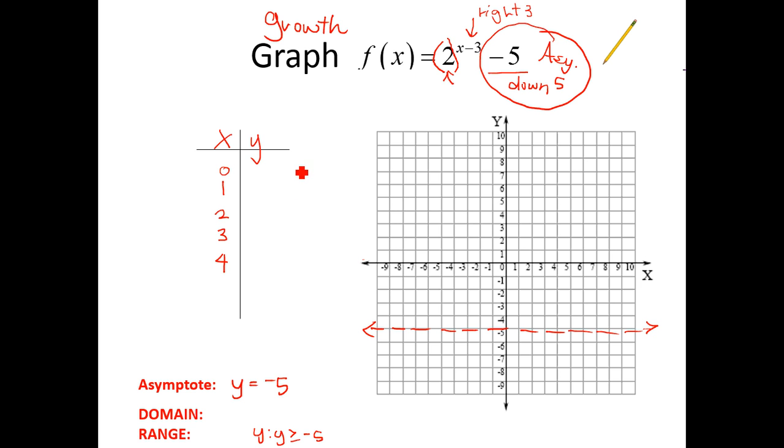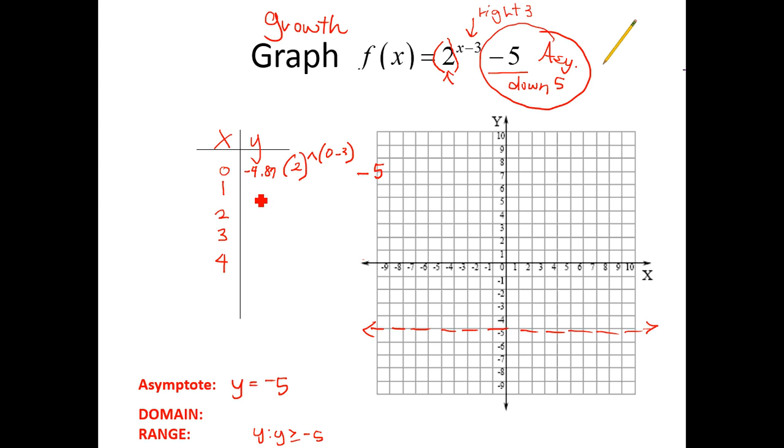So if I plug 0 in, I would do 2 in parentheses, then a caret, and then make sure you do 0 minus 3 in parentheses, then subtract 5. When I do that, I get negative 4.87. Look at that. It's not going to touch negative 5, but it's going to get awfully close to negative 5.